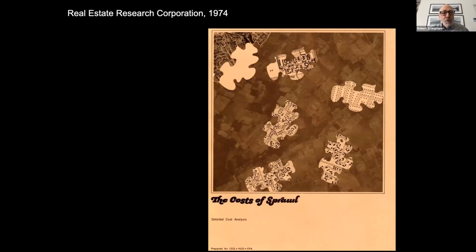Now, this term sprawl had been around. Here's a publication from the 1970s. Already by the 1970s, planners had decided that sprawl was terrible, and so most studies were about how to stop it. But this really didn't become a popular phrase or a popular subject until the 1990s, when suddenly it really took off.